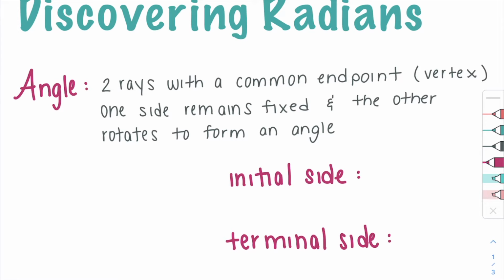some technicalities from geometry. So if we're talking about an angle, it is two rays with a common endpoint. One of the sides remains fixed and the other one rotates and moves in order to form the angle, which you're used to seeing. If I were going to draw a picture of an angle, we have our first ray and our second ray.